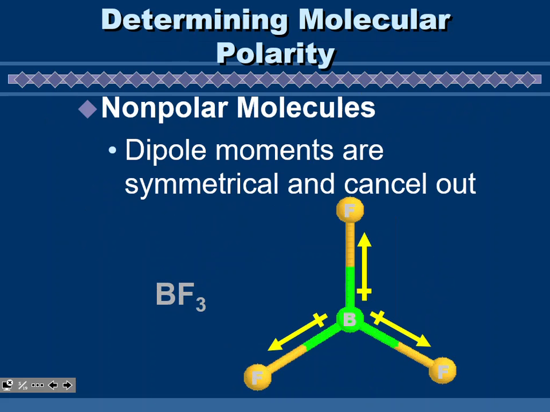Central atom doesn't have any lone pairs. The ligands are all the same. They're all Fs. So yes, it's going to be very symmetrical. Even though there are polar bonds in the molecule, the molecule itself is considered non-polar.